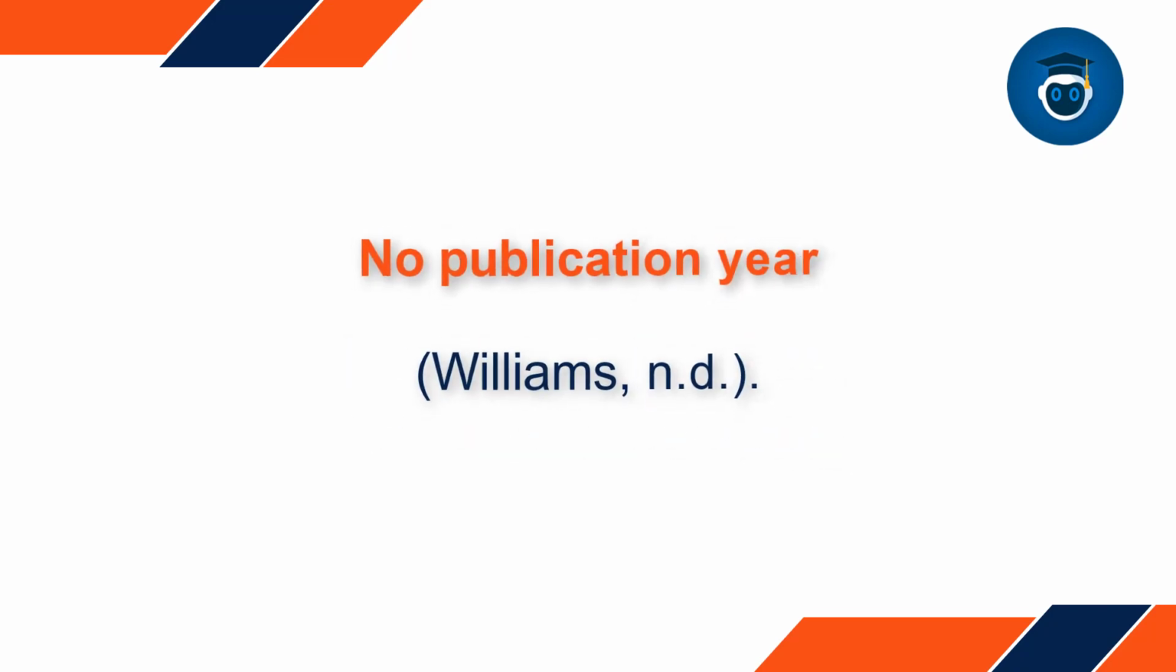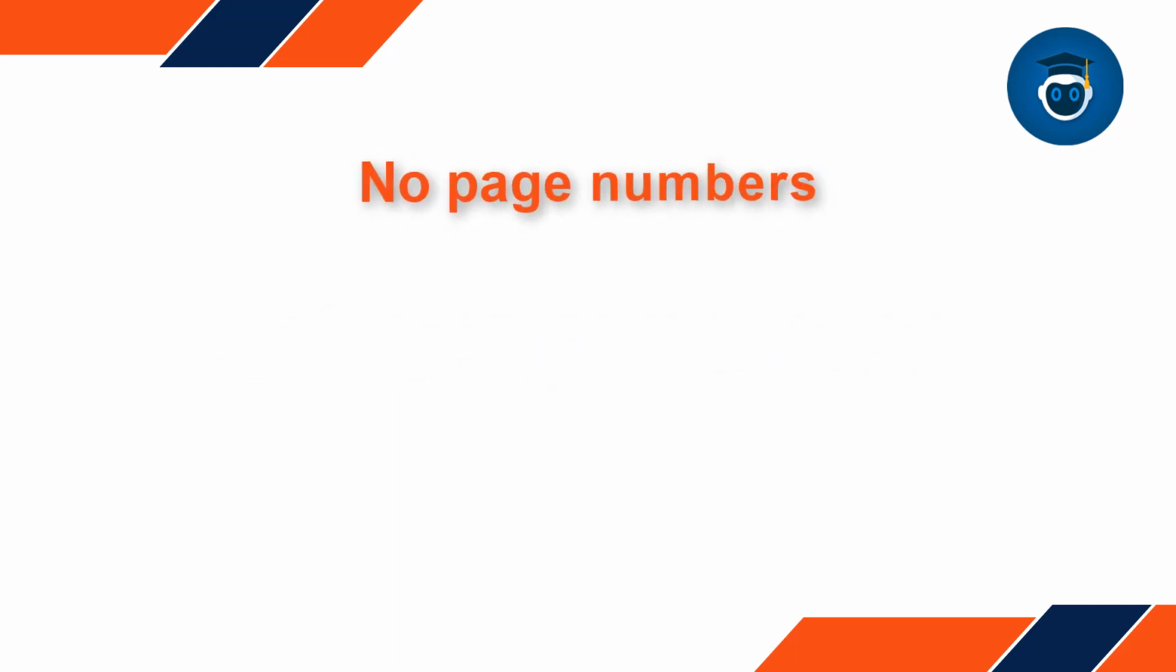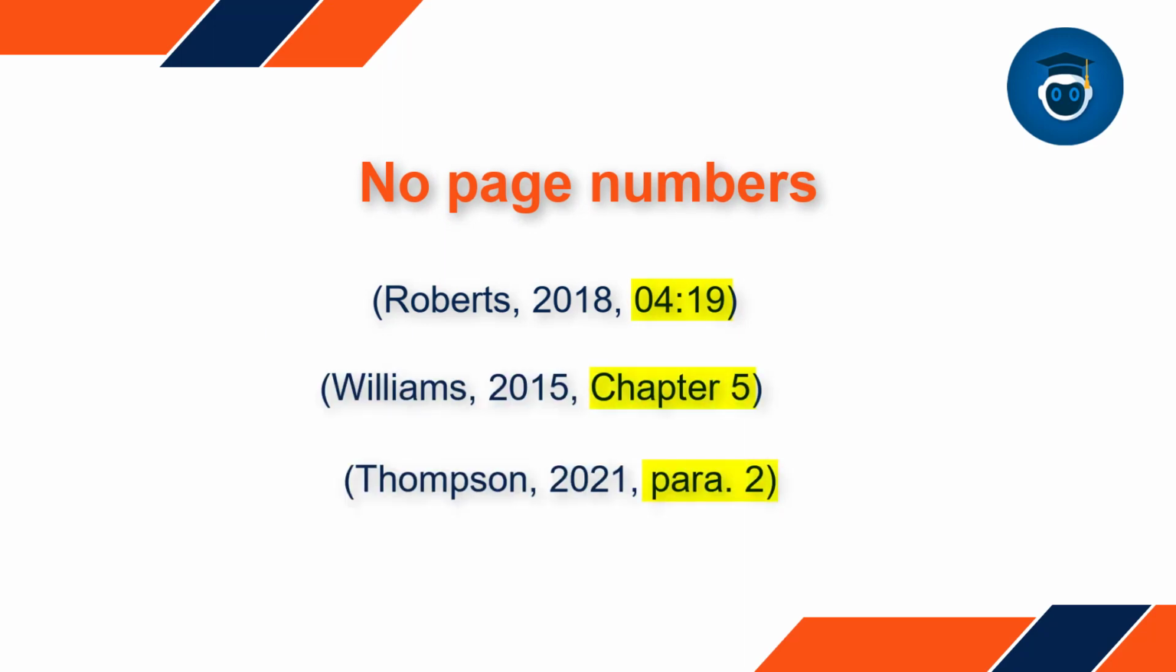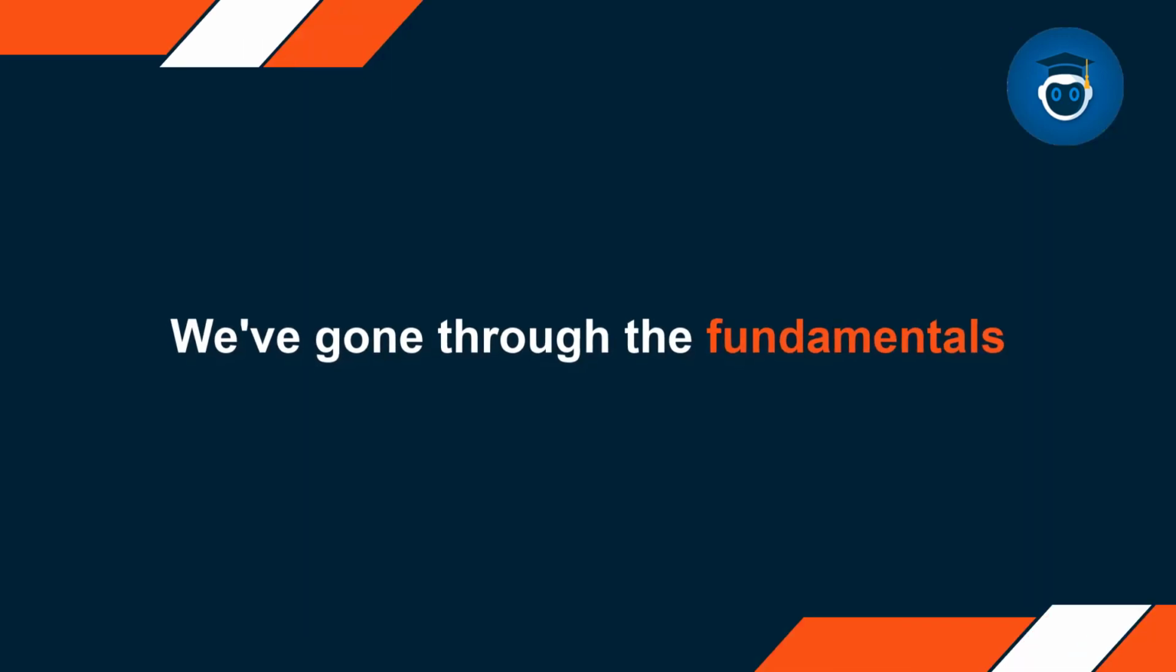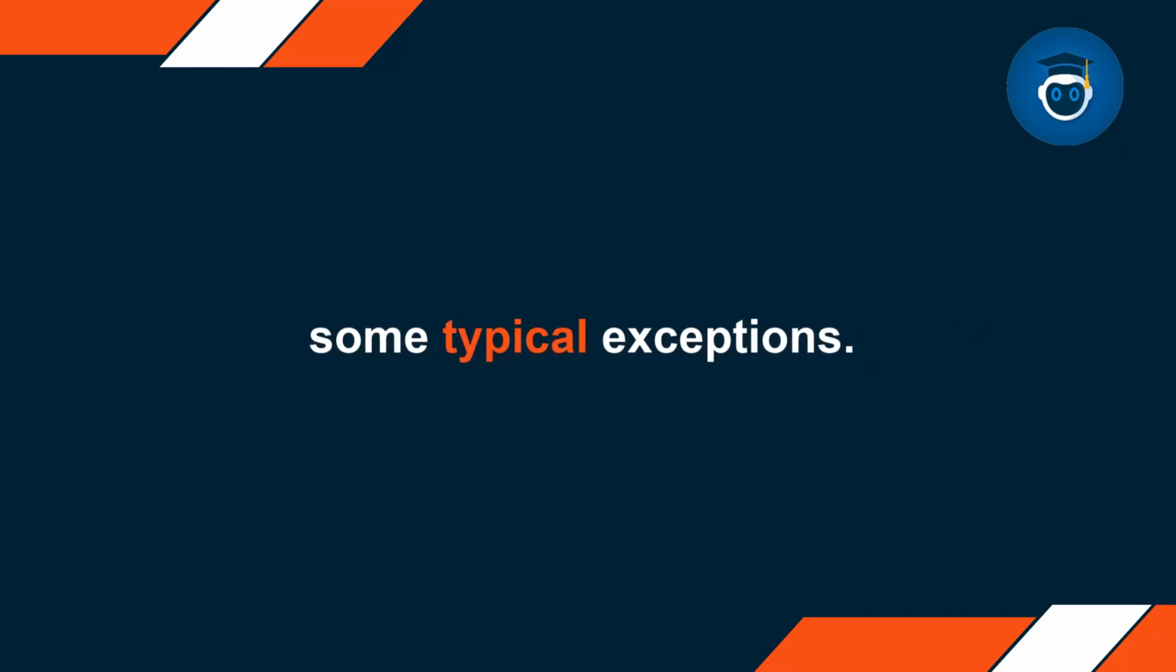You may encounter sources lacking a publication year. In such instances, use n.d. for no date. If you're quoting a specific section, but your source lacks page numbers, include an alternative locator like a timestamp, chapter, or paragraph number. We've gone through the fundamentals of in-text citations and addressed some typical exceptions.